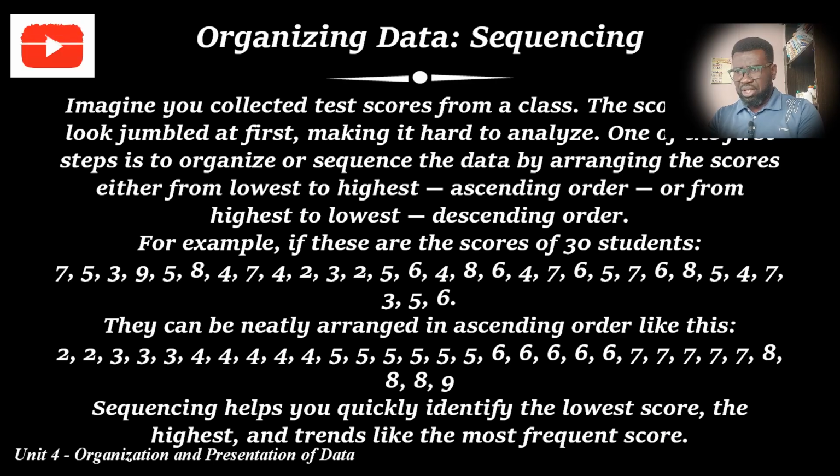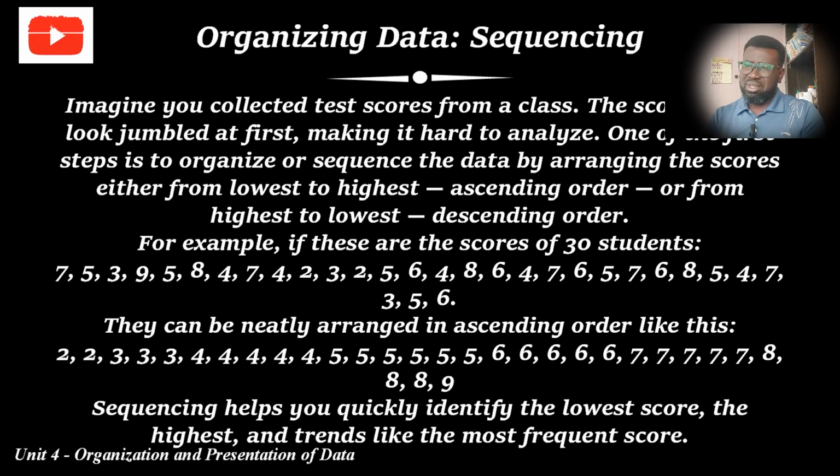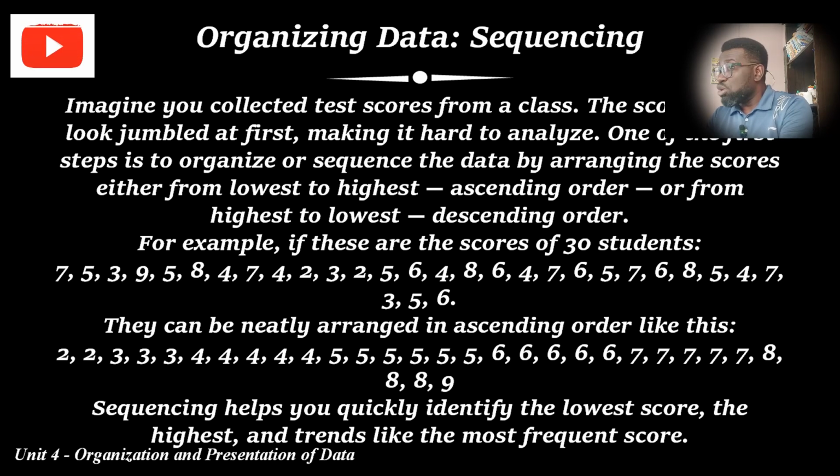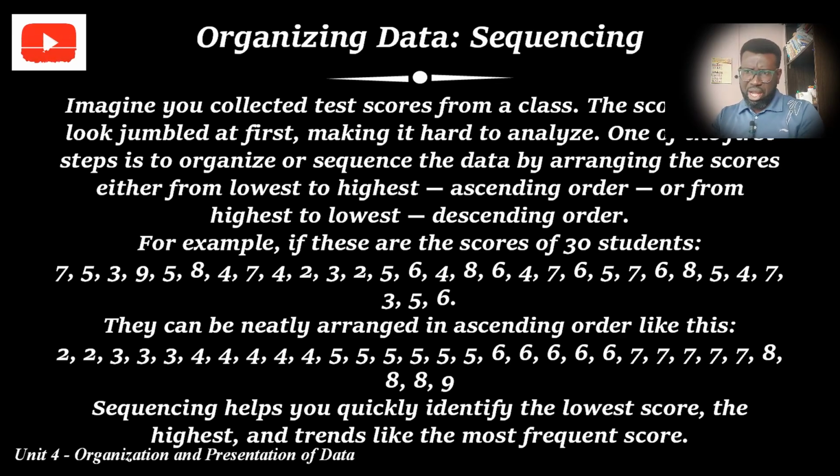You can see it's a score for 30 students. The numbers are all jumbled up. They can be neatly arranged in ascending order like this. Take a look at this. Now, sequencing helps you quickly identify the lowest scores, the highest scores, and trends within those scores. That's trends like the most frequent scores among all the scores, because you see them being sorted out. Like you see the first now, you have 2 appearing twice, 3 appearing 3 times, and so on and so forth.